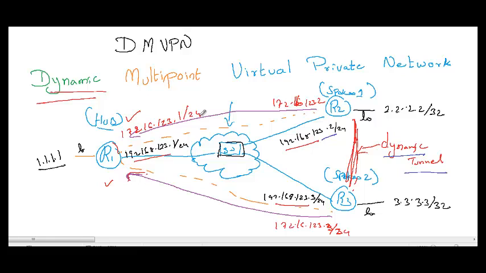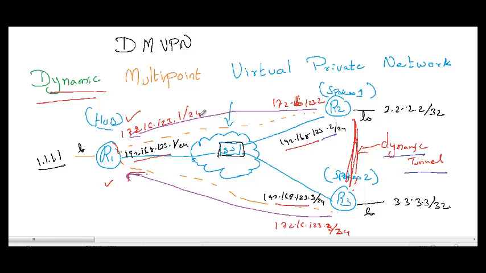The second step is providing security to this DMVPN. For that we will be using IPsec. IPsec has two phases, phase 1 and phase 2. Phase 1 is to negotiate the key. The key sharing happens in phase 1, and once the key sharing is done, they negotiate the transform set through which the packets can be encrypted and decrypted.